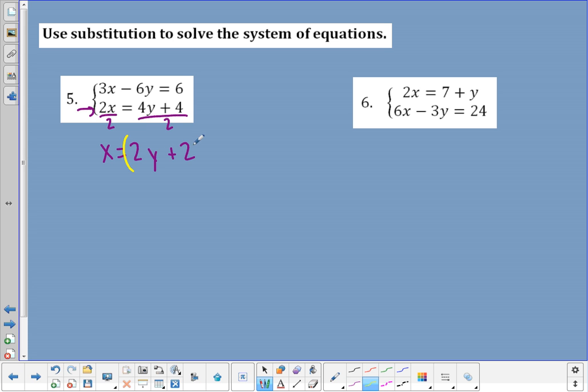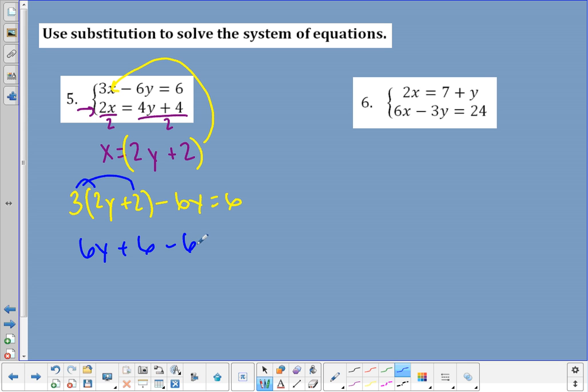Now I can take the 2y plus 2 and plug it in for x right there. So that's what I'm going to do. Keep the 3. That coefficient doesn't leave. So 2y plus 2 goes in for x, minus the 6y equals 6. That's the rest of the equation that stays the same. So now I need to distribute this 3. That's 6y plus 6 minus 6y equals 6.